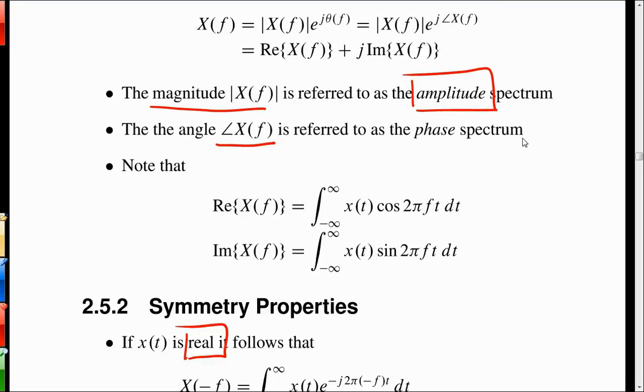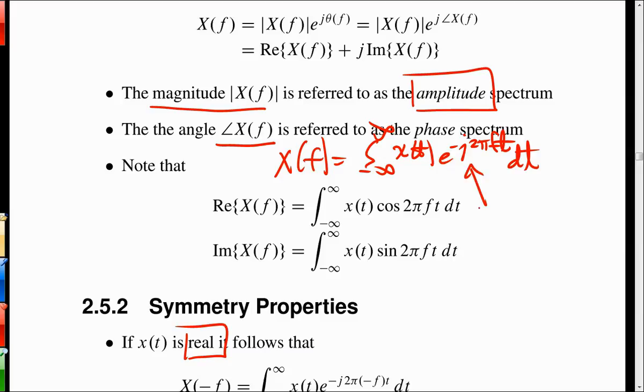If you take the Fourier transform integral and break it down, remembering that it's got this e to the minus j 2 pi f t, if you break that down using Euler's identity, you would expand that out into cosine 2 pi ft minus j sine 2 pi ft. Then multiply that times x of t.